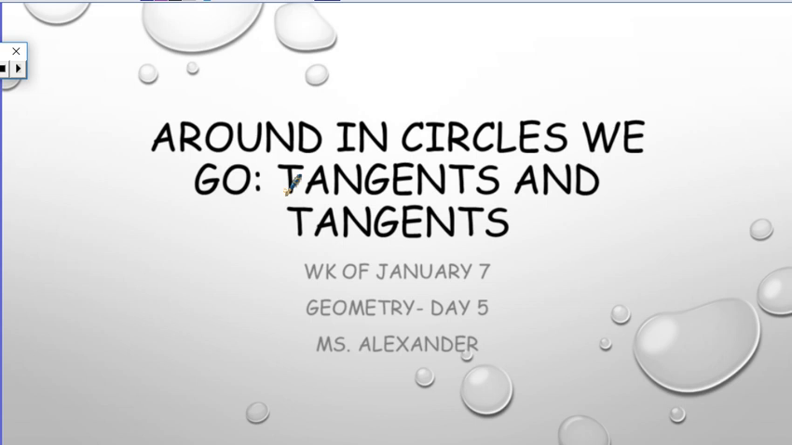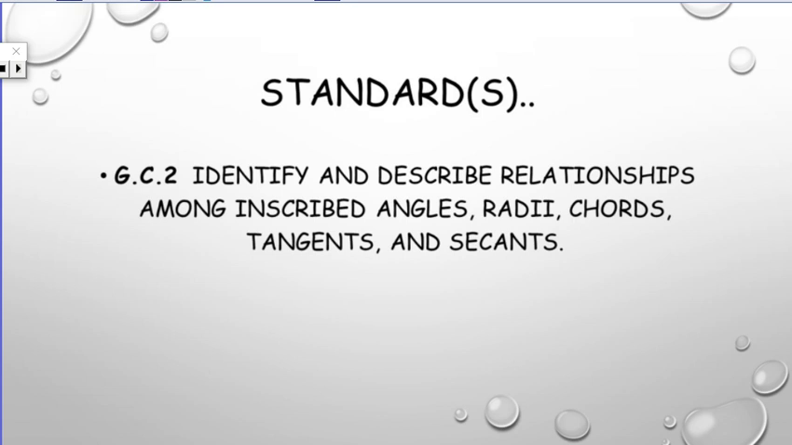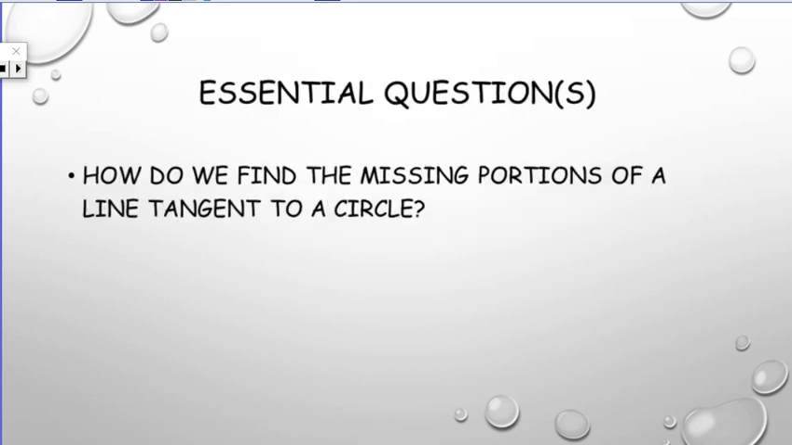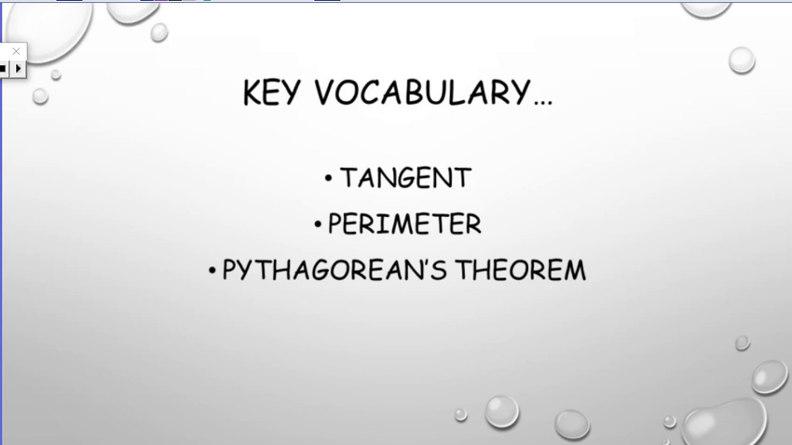All right, last one for this week. So we're going to talk about tangents today. We talked about secants and tangents when they intersect with a circle and with each other, and we talked about when chords intersect with each other and a circle. So we're going to talk about secants and tangents today. We're still doing the same standard as before, and today we're going to find out how to find the missing portions of a line tangent to a circle.